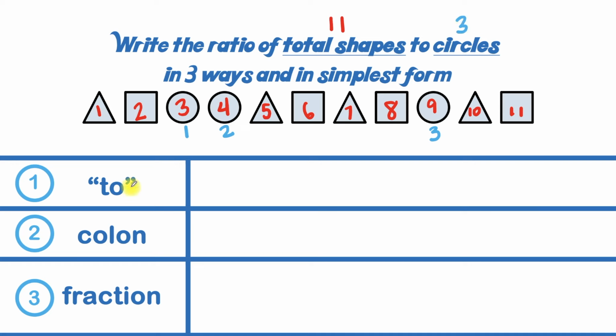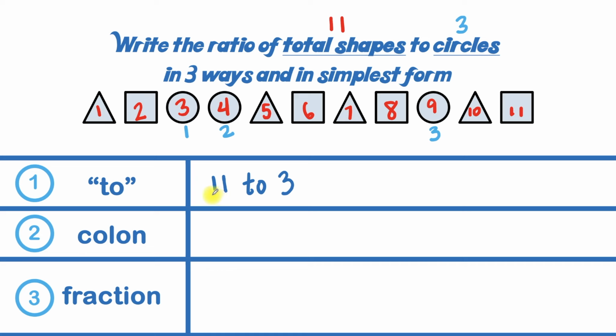Now let's get to writing our ratio the first way, using the word to. Remember that a ratio is a comparison of 2 things. We'll write the number for the first thing, which is our first term, then the word to, and then our second term. The first value we have is telling us the total number of shapes. That's the number 11, so I'll write that number first. Then I'll write the word to. And then finally, I'll write the value for the second term in our ratio, which tells us the number of circles. And that's the number 3. So after the word to, we'll write in the number 3.